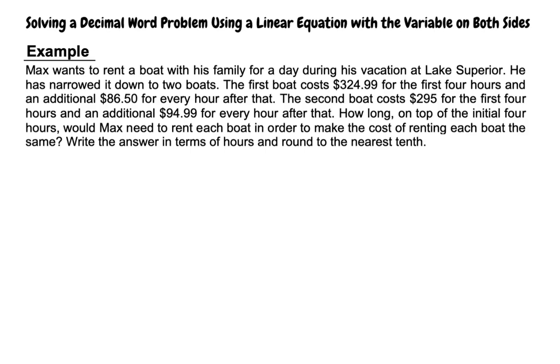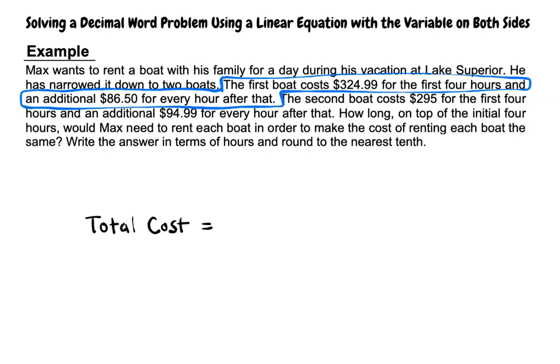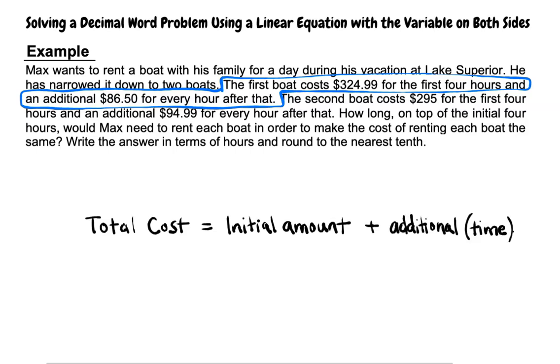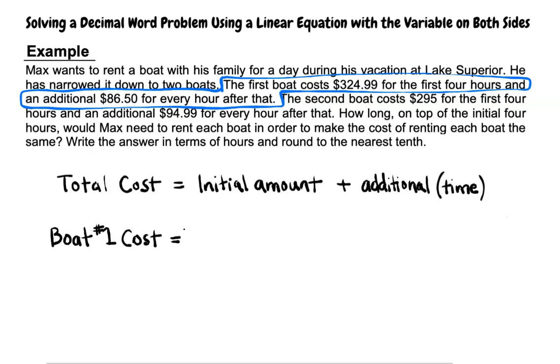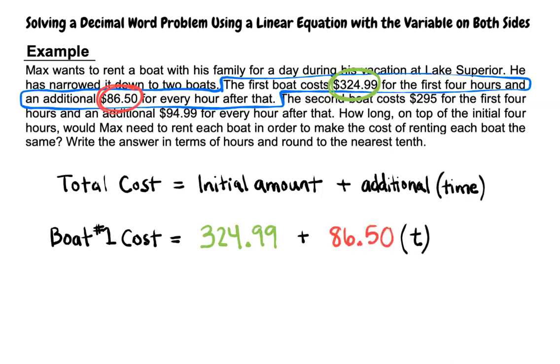We are given 2 bits of information, first about boat 1 and second about boat 2. Let's convert this sentence to an equation. The general form of the equation will be the total cost is equal to the initial amount for the first 4 hours plus the additional amount for the hours after that times time. So, using this form, the cost of boat 1 will be $324.99 plus $86.50 times t.